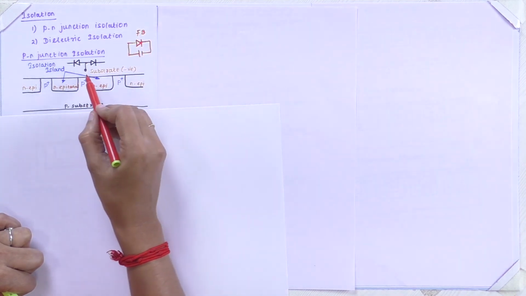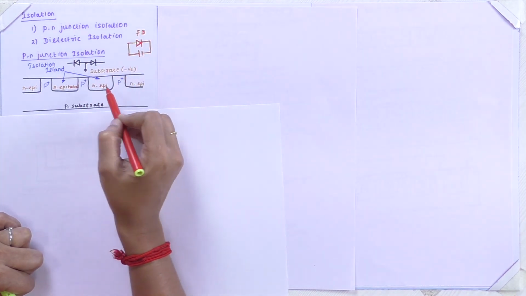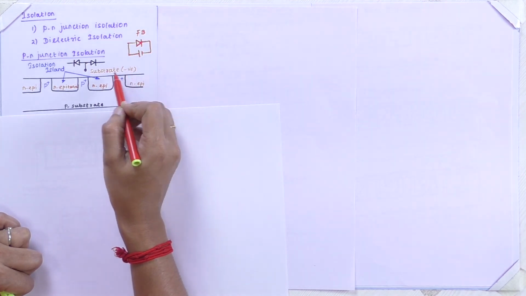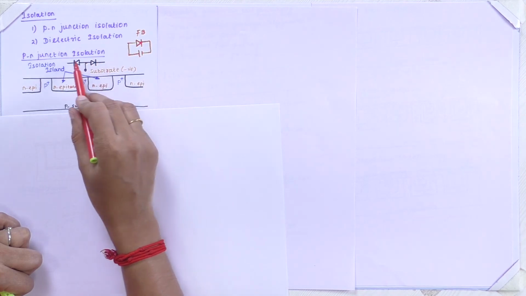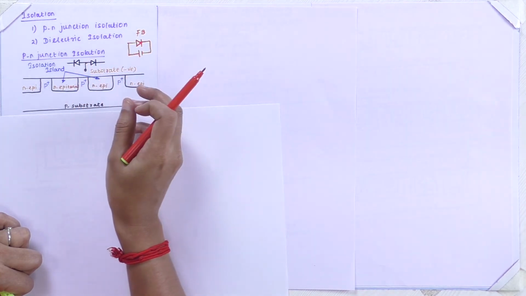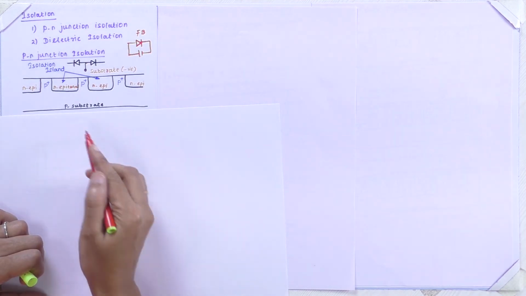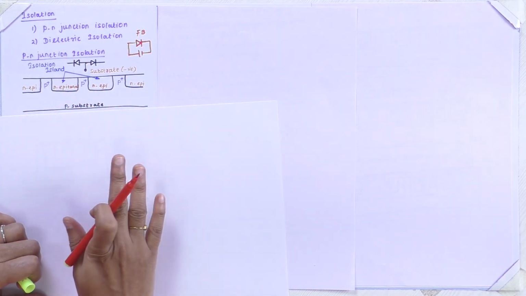So in this condition, the substrate is nothing but your negative terminal of the battery. Similar to that, it's connected to the negative, it is connected to the anode. So in this condition, the diode works in the reverse biased region. This makes the separation, and this forms an isolation island.